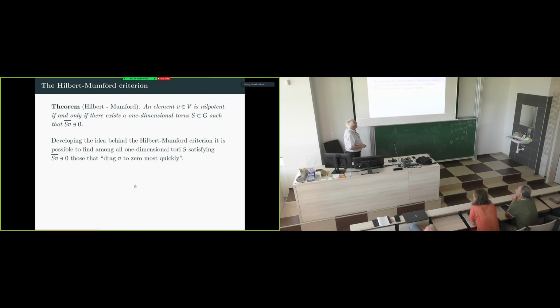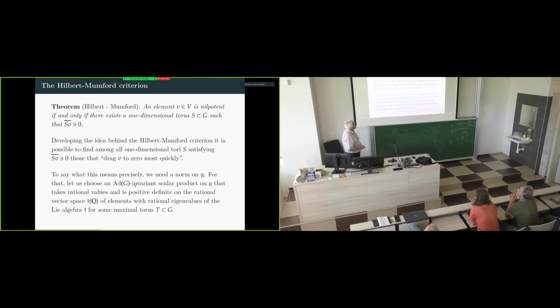some direction that drags v to zero most quickly. For this it is necessary to have some norm on the representation space, and with the help of this norm, it is possible to explain what it means to drag v to zero most quickly.